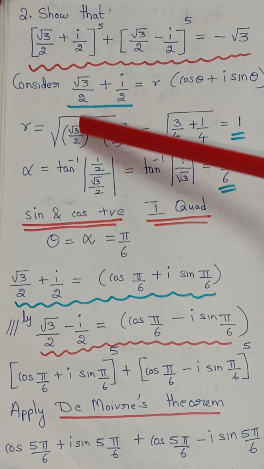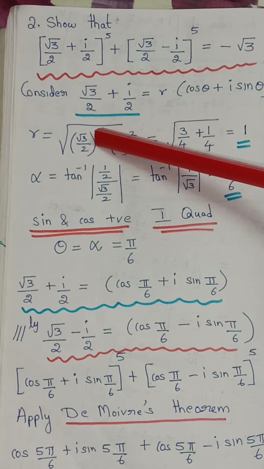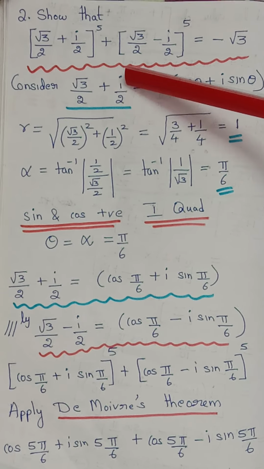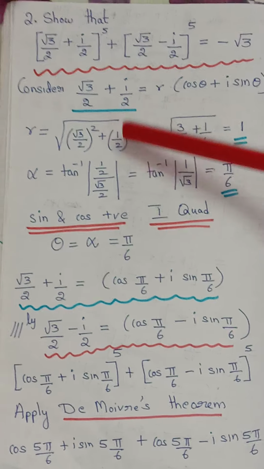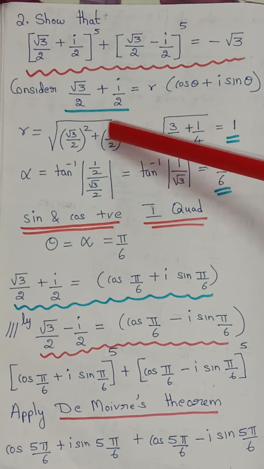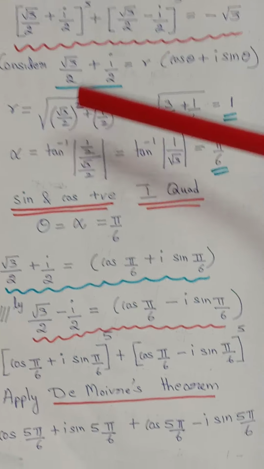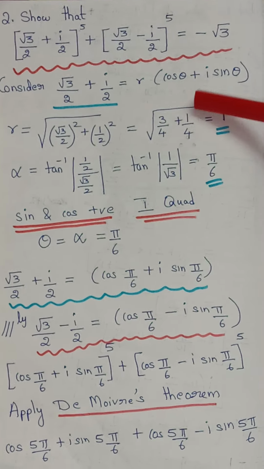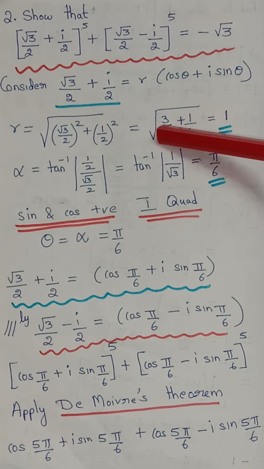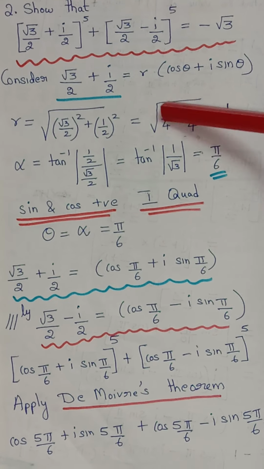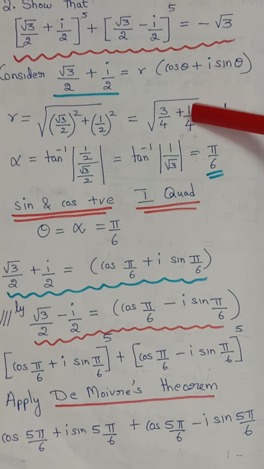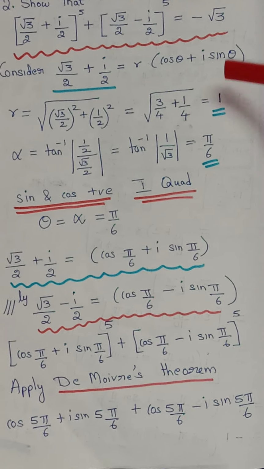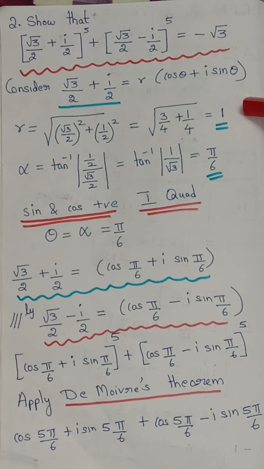What is the real number? Root 3 by 2 whole square. What is the imaginary number? Leave the i. Then what is the imaginary number? 1 by 2. So 1 by 2 whole square. Root 3 by 2 whole square we will have 3 by 4. 1 by 2 whole square we will have 1 by 4. Since the denominator is the same, if you add the numerators, we will have 4 by 4, that is 1. So the modulus value or r value is 1.